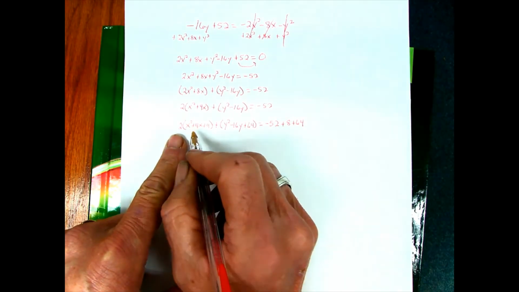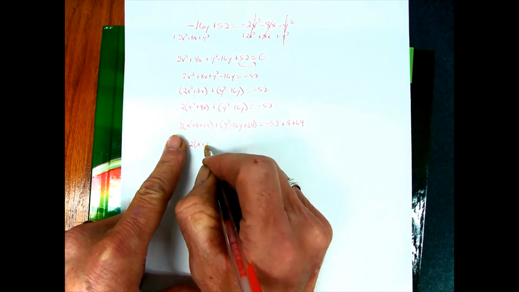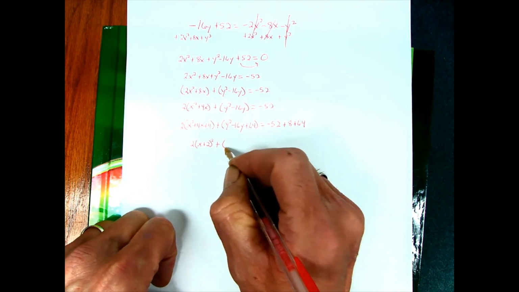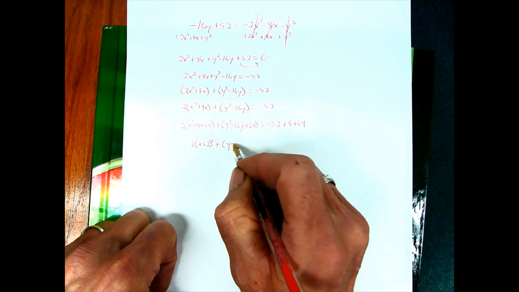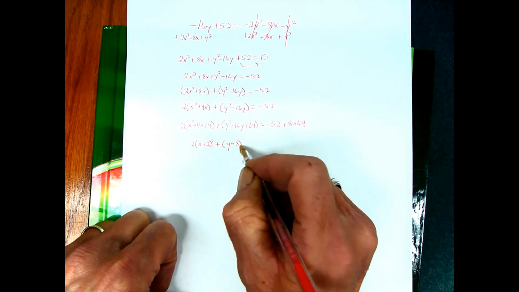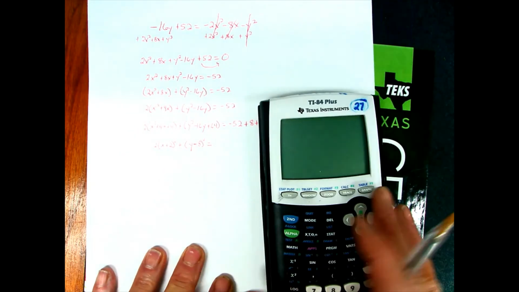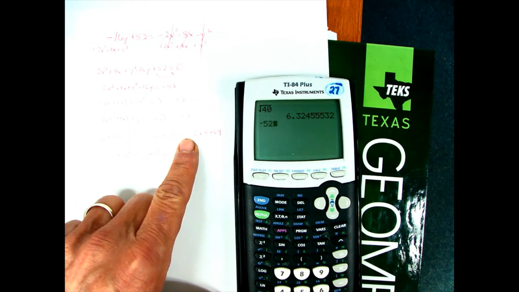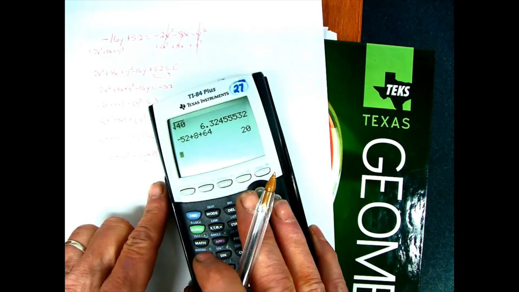And what we have here is 2 times x plus 2 being squared, plus y, because that's a minus there, this needs to be a minus here, minus 8 being squared equals. Okay. Negative 52 plus 8 plus 64 is 20.